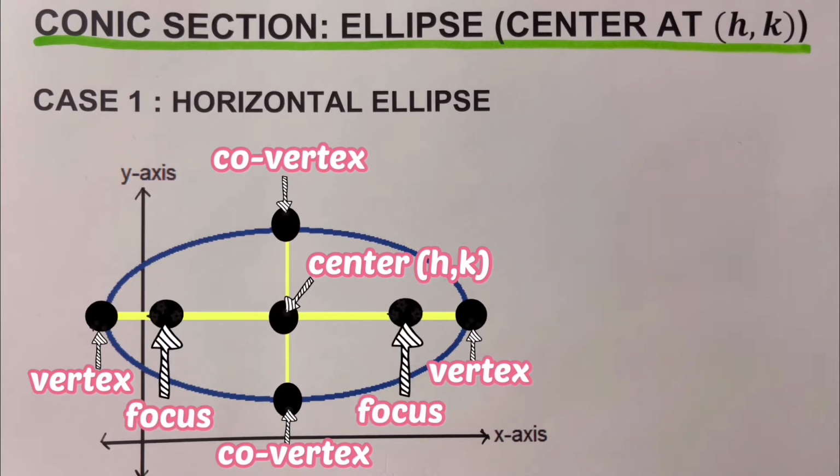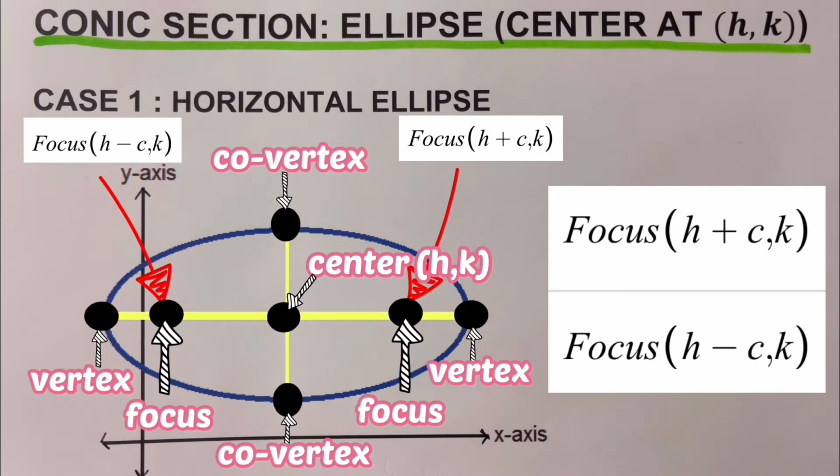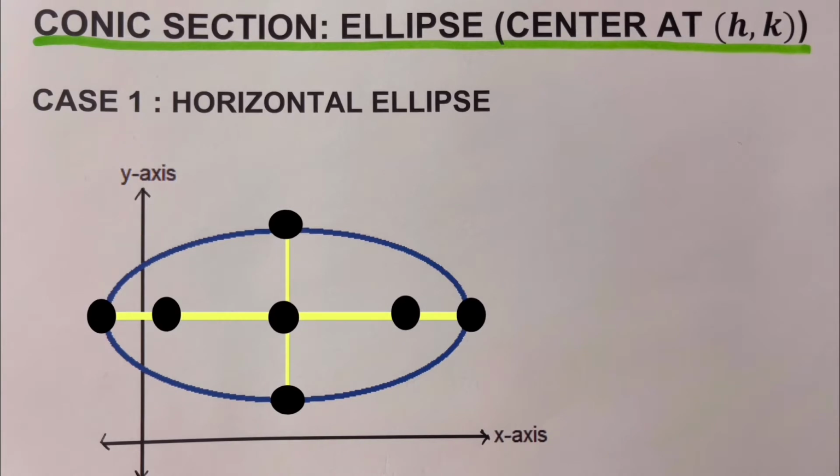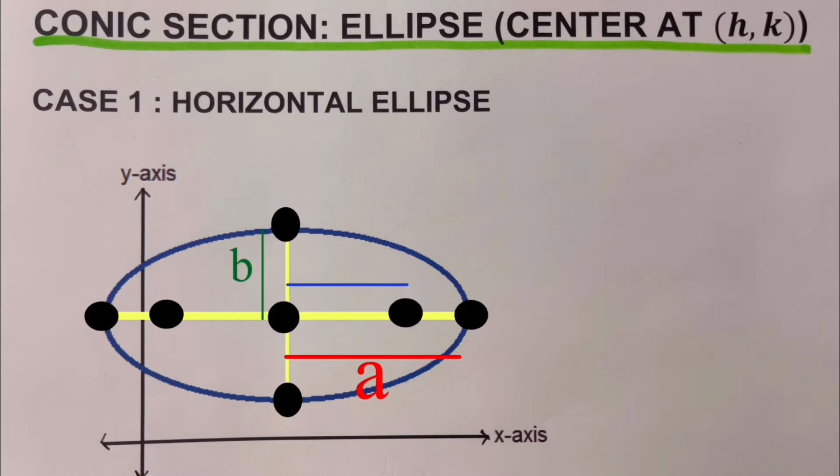Another part is the focus. We remember that the coordinates of the foci for this case, the horizontal ellipse, are represented as (h ± c, k). We remember that the distance from the center to the vertex is represented as letter a, the distance from the center to the co-vertex is letter b, and the distance from the center to the focus is letter c.